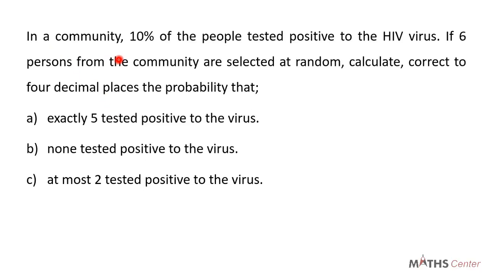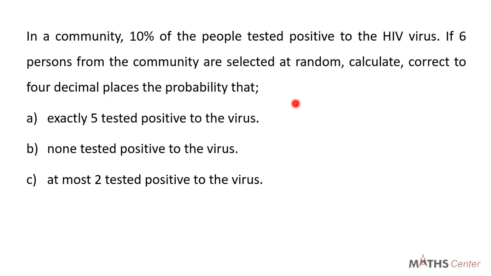In a community, 10% of the people tested positive to the HIV virus. If 6 persons from the community are selected at random, calculate, correct to 4 decimal places, the probability that A. Exactly 5 tested positive to the virus, B. None tested positive to the virus, and C. At most 2 tested positive to the virus.